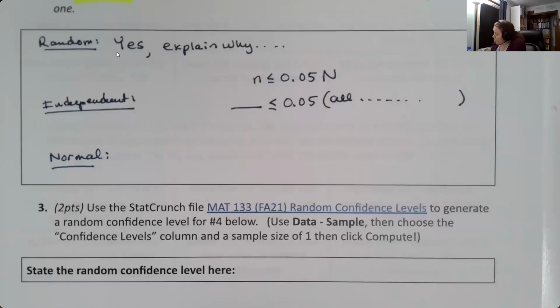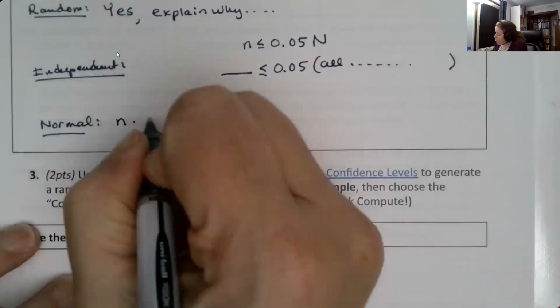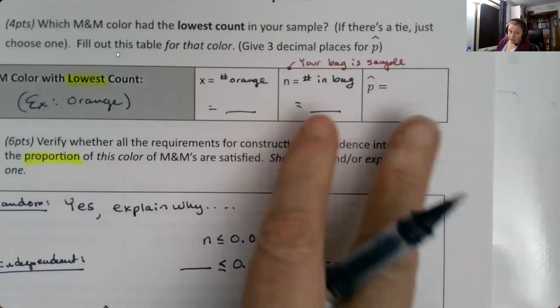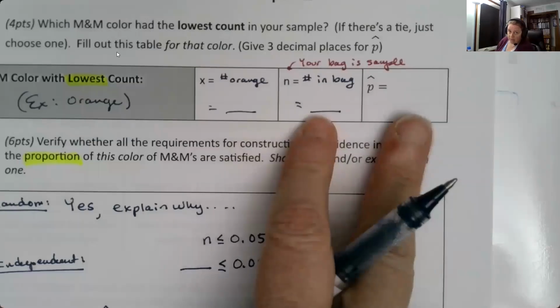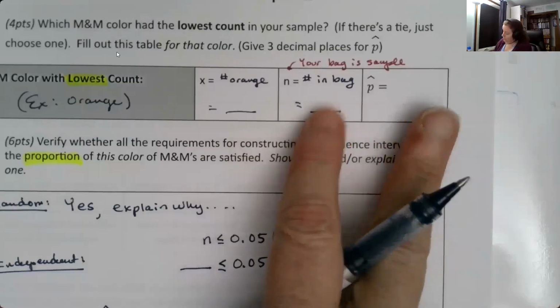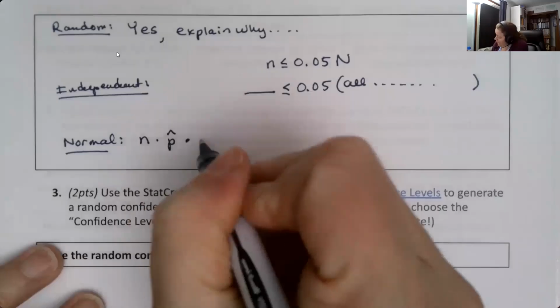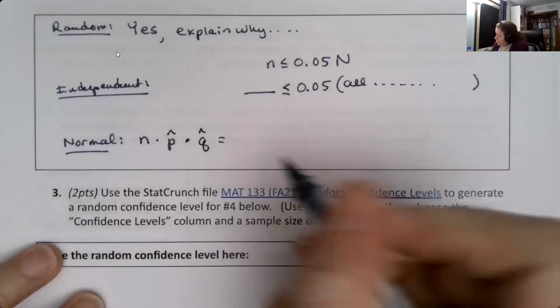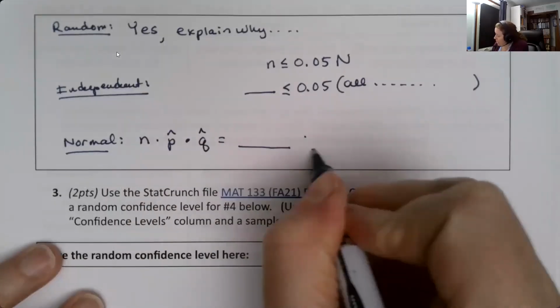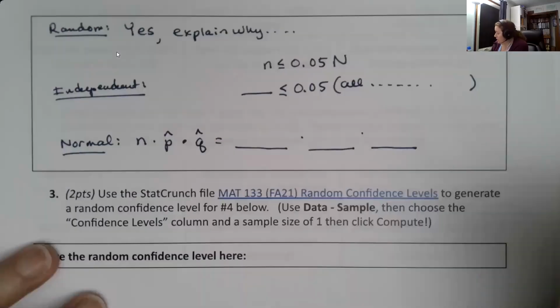Okay, so we need N times P hat. Oh, if only I had already found N and P hat right up here, times Q hat, which you can find. So you're going to get three numbers. You're going to multiply them, and then you're going to get a number.